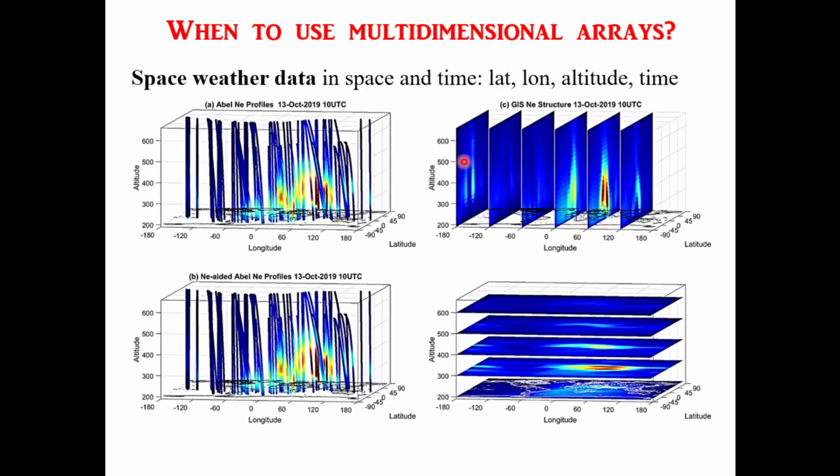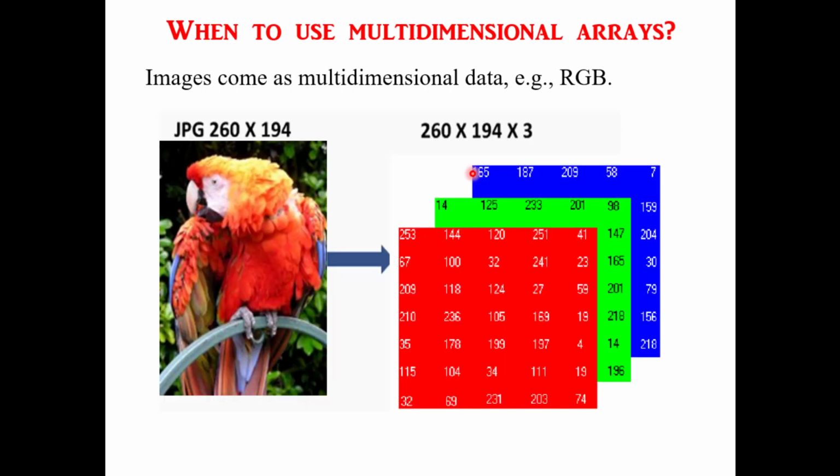Another example is space weather data that come in space and time. These datasets are measured at specific latitude and longitude over different altitude or elevation in different time intervals. You can also apply multidimensional arrays to images. Usually images come in different color values. For example, the red, green, and blue images can be represented as multidimensional arrays.